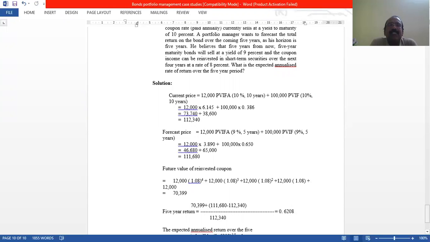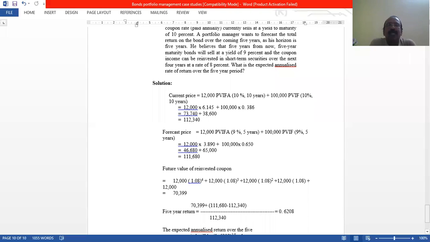So here you receive a capital loss. The forecast price is 1,11,680. Your original price is 1,12,340. So the bond investor incurs a capital loss. So divide the capital loss by your original price, and you will get 0.6208.